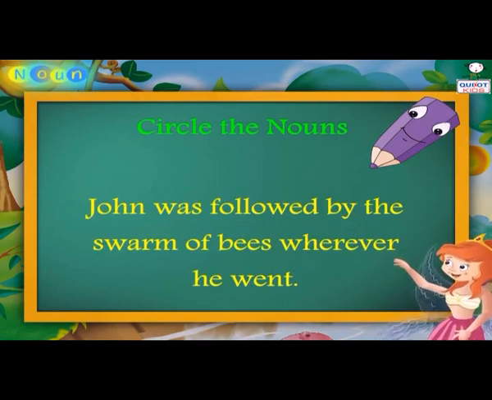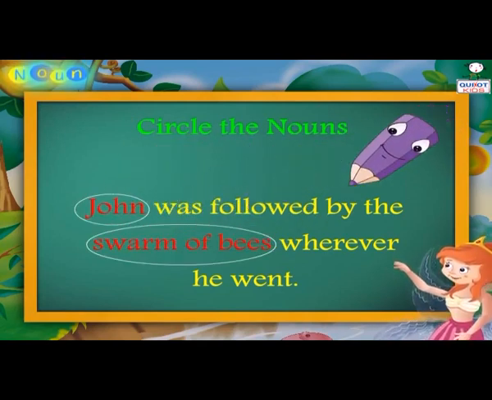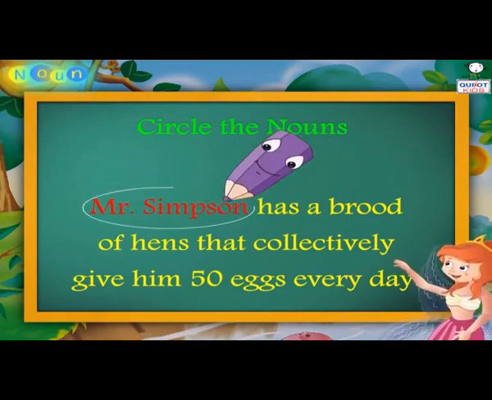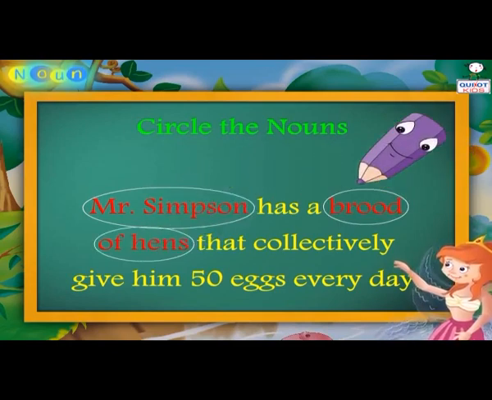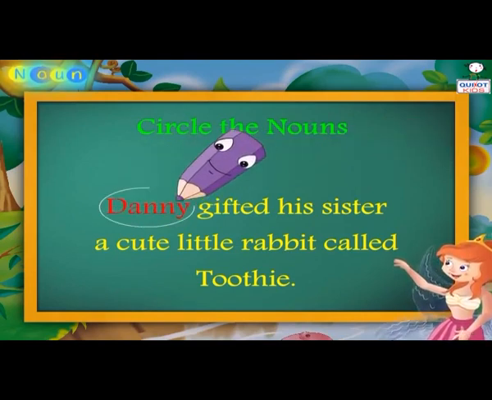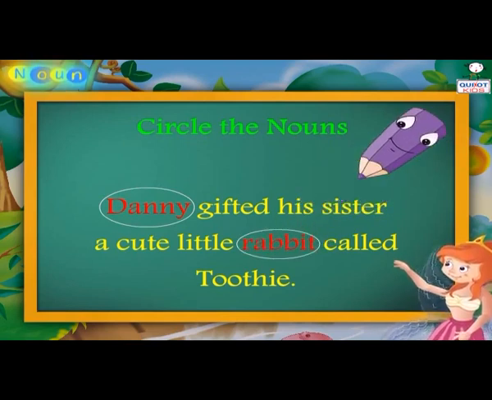John was followed by the swarm of bees wherever he went. John is noun. Swarm of bees is noun. Mr. Simpson had a brood of hens that collectively give him 50 eggs every day. Mr. Simpson is noun. Brood of hens is noun. Danny gifted his sister a cute little rabbit called Toothy. Danny is noun. Rabbit is noun.